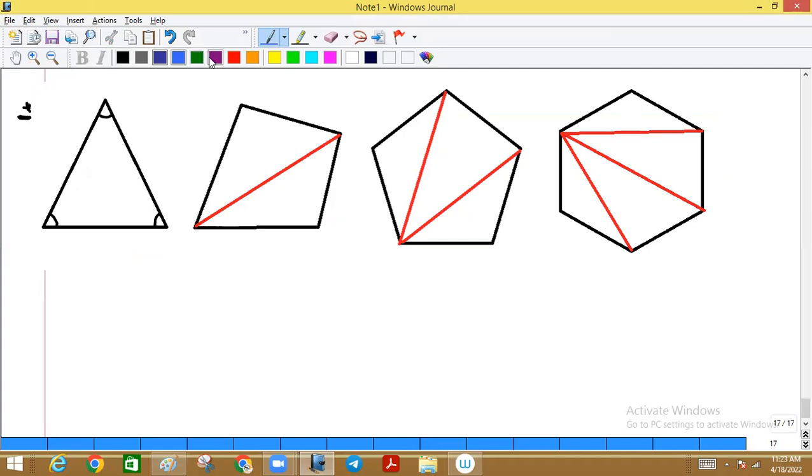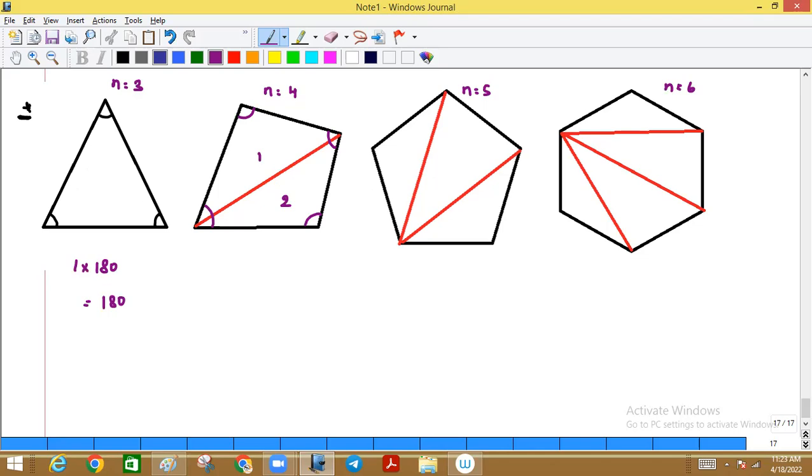How many sides? Number of sides are 3. Number of sides are 4. Number of sides are 5. Number of sides are 6. One triangle, therefore 1 into 180. What is 1 into 180? 180. How many triangles are there? Sum of interior angles of a quadrilateral is 2 into sum of interior angles of a triangle. Because there are how many triangles? 2 triangles. There is no angle which is overlapping. I'm not taking an overlapping angle.